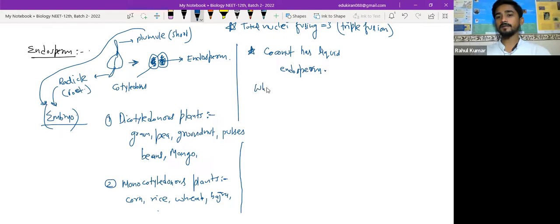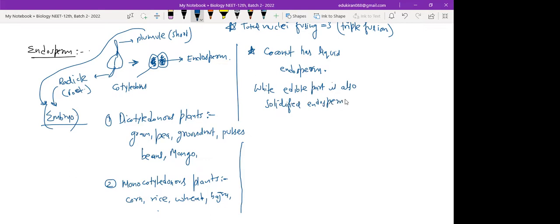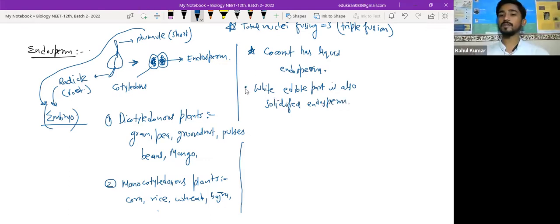So the white edible part is also endosperm, but it is solidified endosperm. Is it clear? That's why coconut water is very, very nutritious, because endosperm is a nutrition-derived tissue. It was supposed to give nutrition to the embryo, but we drank it and it gave nutrition to us. So coconut has liquid endosperm and the white edible part is also endosperm.